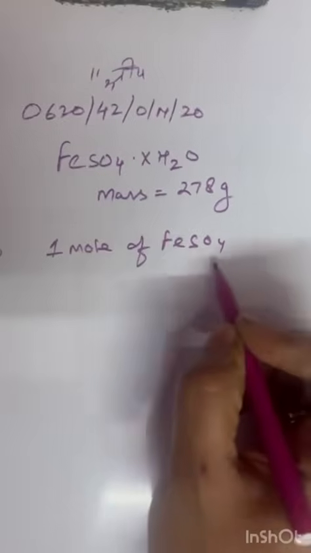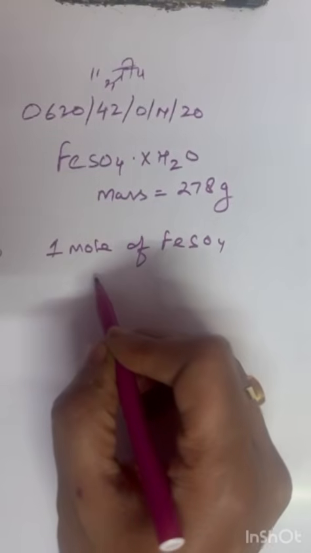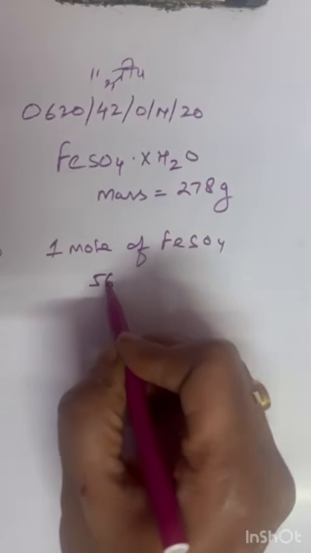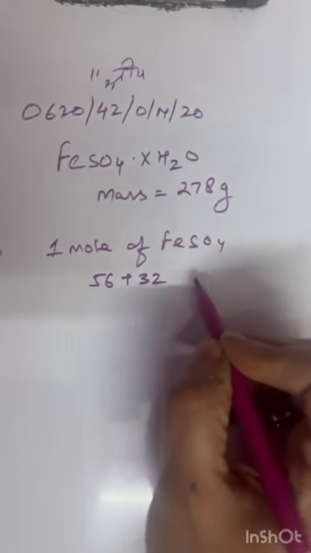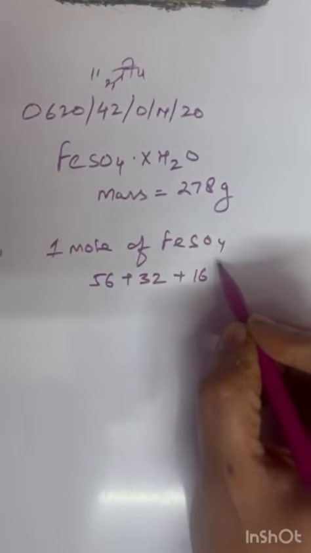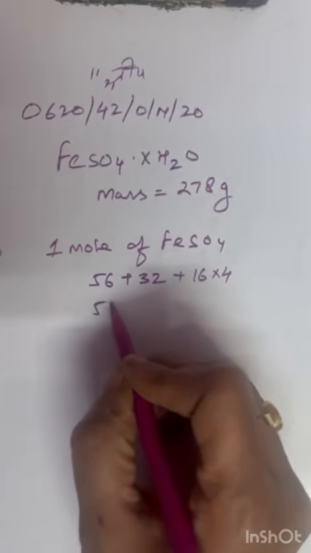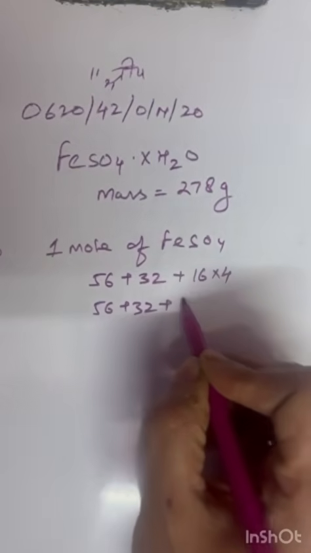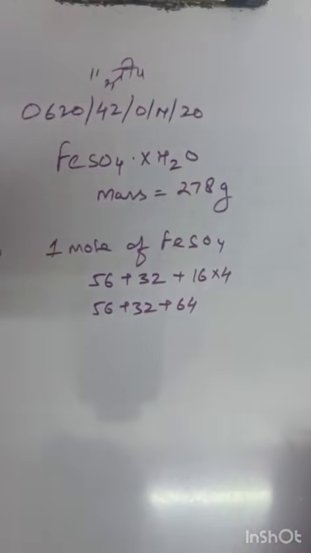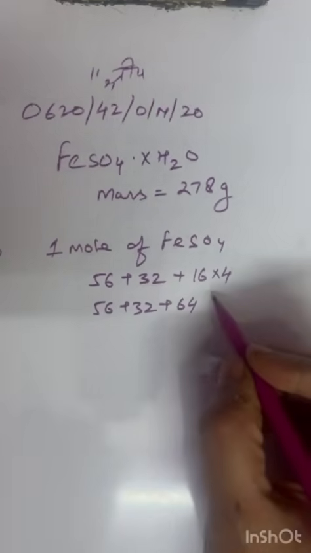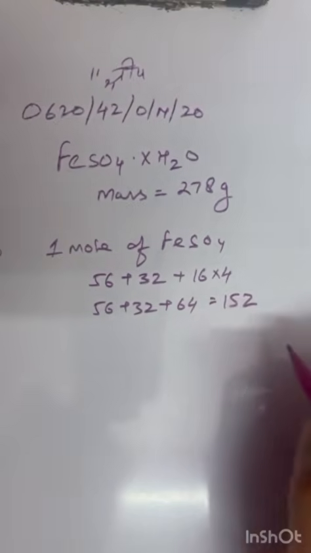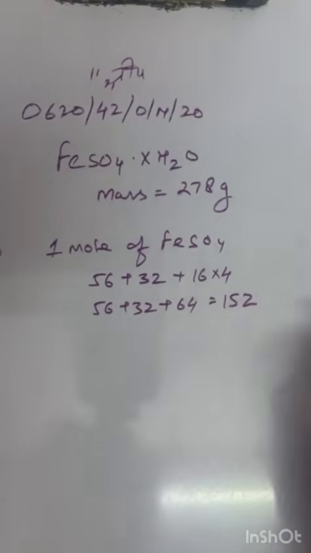Now in this question, the first part says calculate the mass of 1 mole of FeSO4. So it is quite simple. For iron, mass will be 56. For sulfur, it will be 32. Oxygen is 16, and over here I can see 4 atoms, so I'll multiply by 4. So 56 plus 32 plus 64. So if I simply calculate this, I'll get 152. So your answer will be 152 grams for FeSO4.